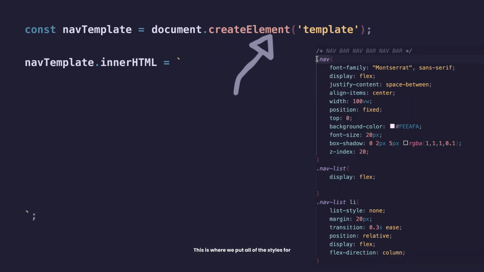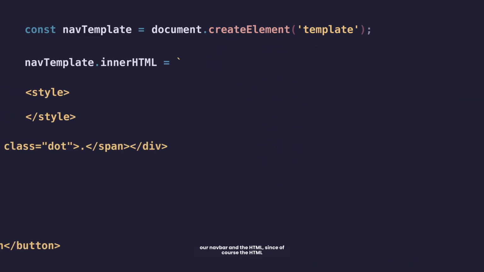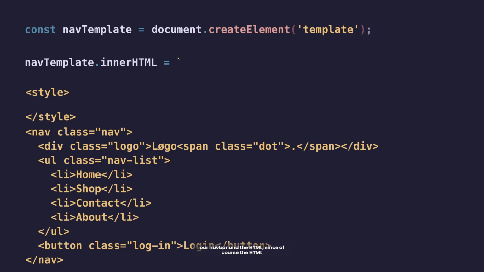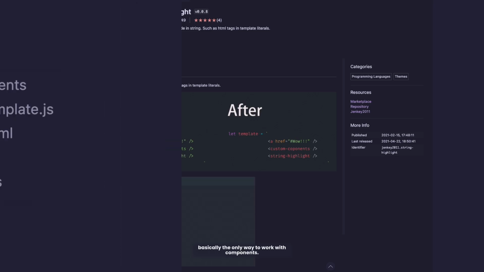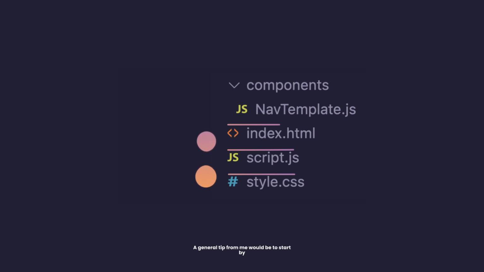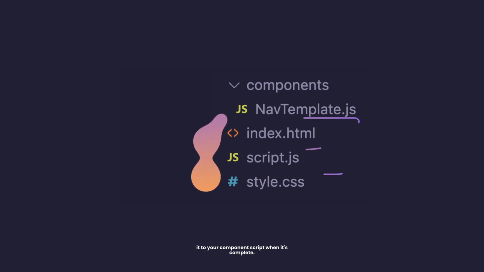This is where we put all of the styles for our navbar and the HTML. Since of course the HTML is now unreadable because it's in a string, I recommend you download this extension for markup within a string. It of course isn't the perfect solution, but it's basically the only way to work with components. A general tip from me would be to start by coding the component within the standard files and only moving it to your component script when it's complete. This component we're currently setting up can also be defined as a custom element.